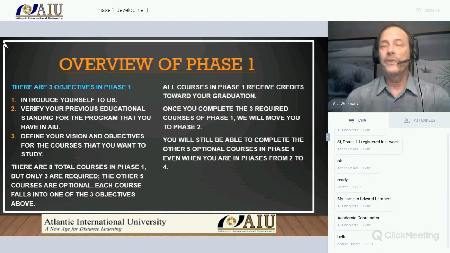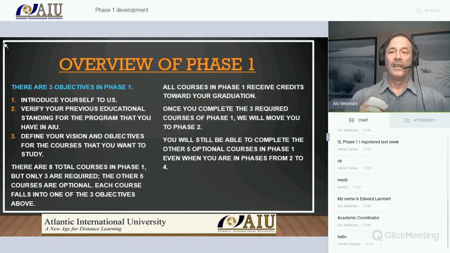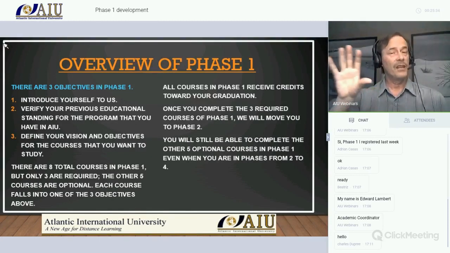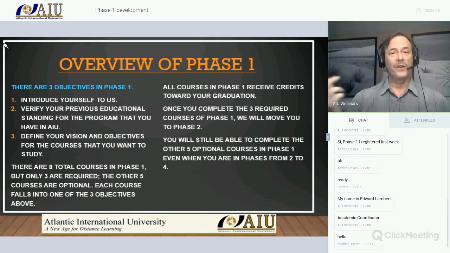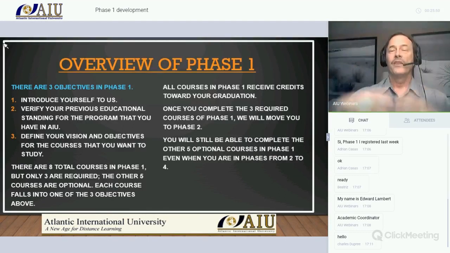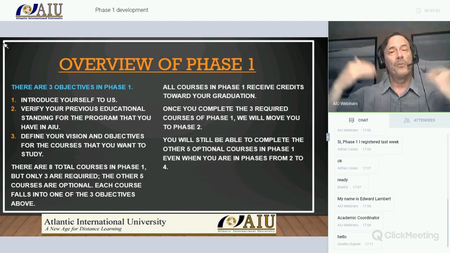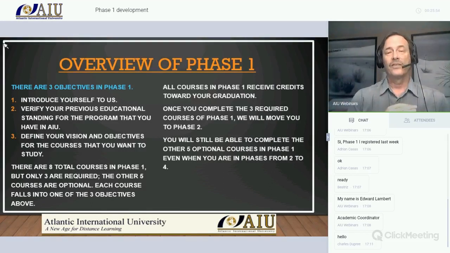Now, once you complete the 3 required courses of phase 1, you will move to phase 2. And then you can start your core curriculum courses of your major and electives and many other courses. You will still be able to complete the other 5 optional courses in phase 1, even when you are in phase 2 to phase 4. So if you just want to get to phase 2 quickly, you do the 3 required courses, you move to phase 2, you can do your courses, but you can also go back and do the optional courses.